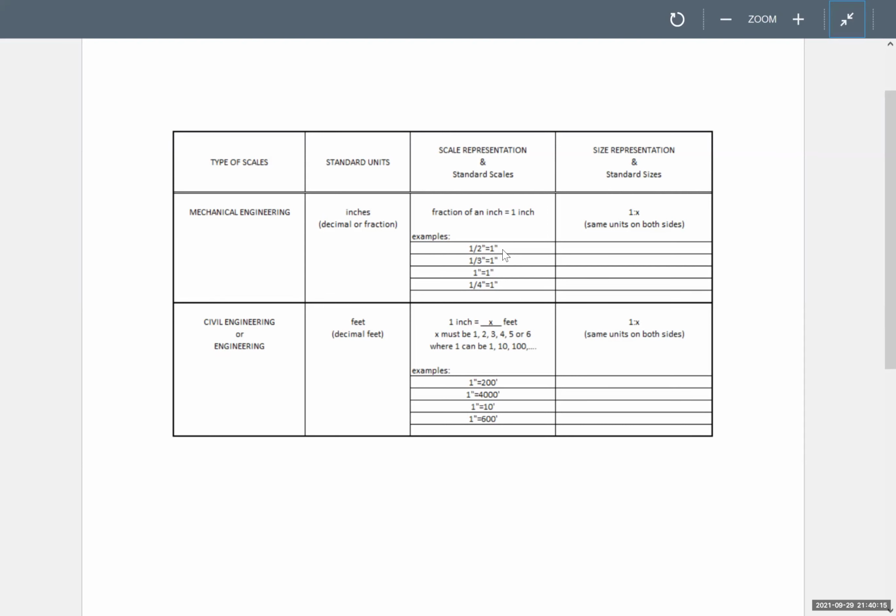Okay, so take a look at the column that says standard units. So for civil engineers, the standard unit of measure is feet. And then when we say the civil engineering scale, describe what it is on the left and the right side. The scale is 1 inch to some amount of feet. Right.